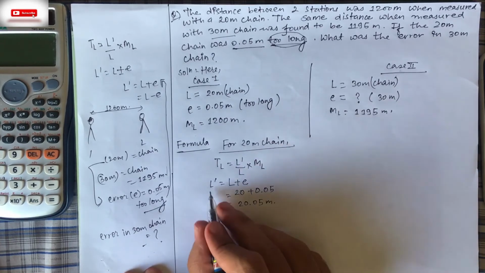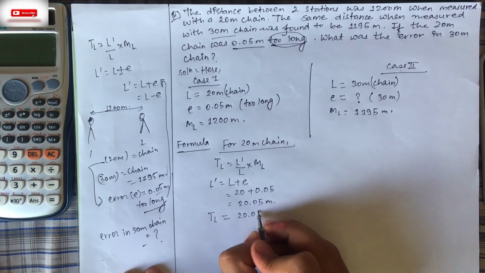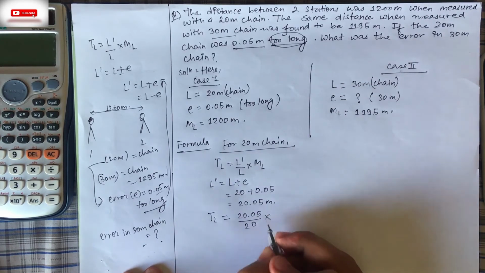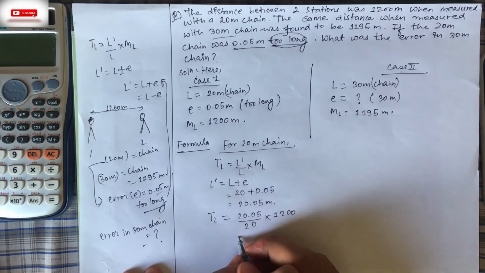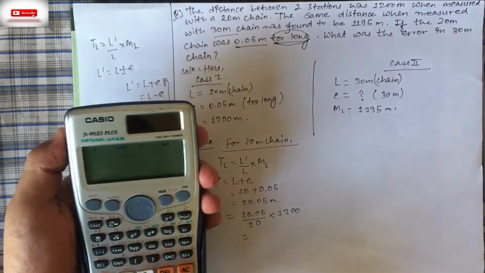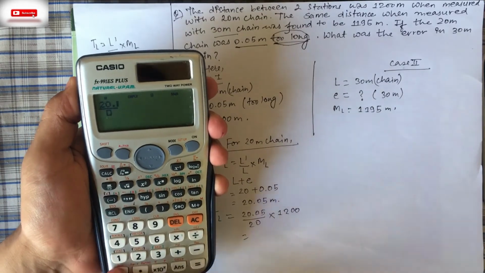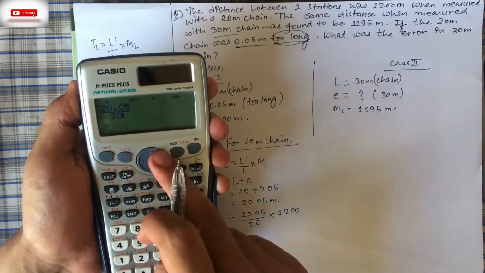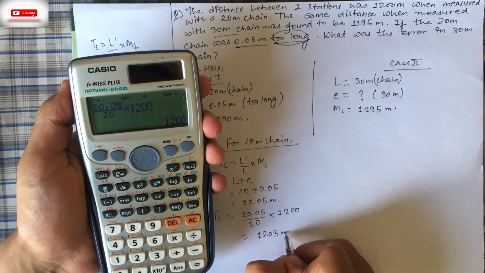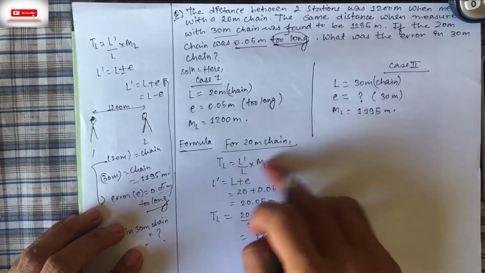Now let's substitute the value of L dash in the formula. That will be TL is equal to 20.05 upon L, which is 20, into ML, which is 1200. Okay, let's calculate the value. 20.05 upon 20 into 1200 gives 1203 meter. Okay friends, our true length is 1203 meter for the 20 meter chain.